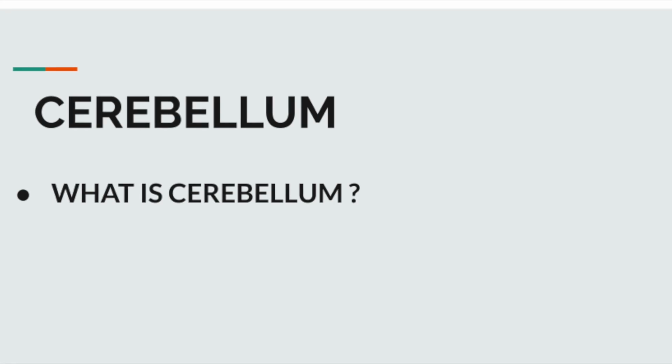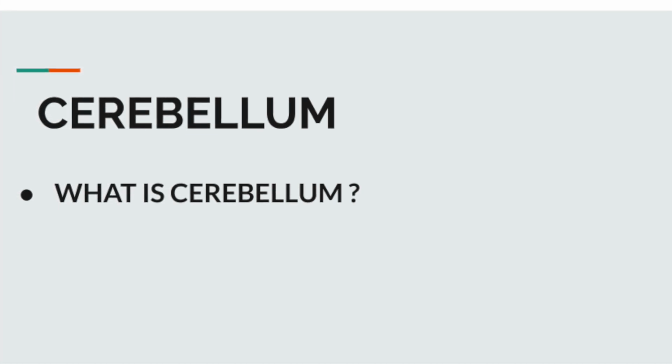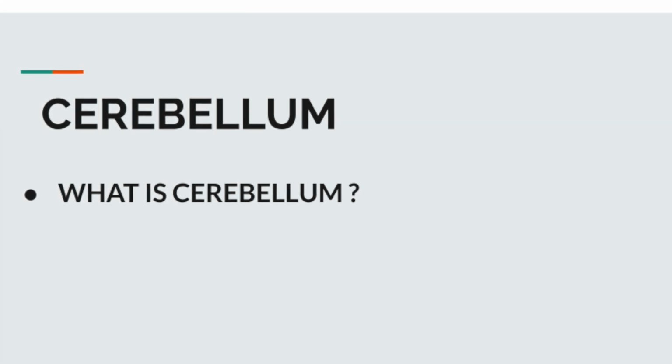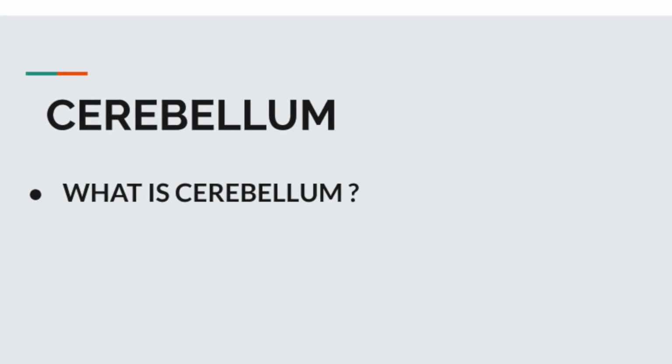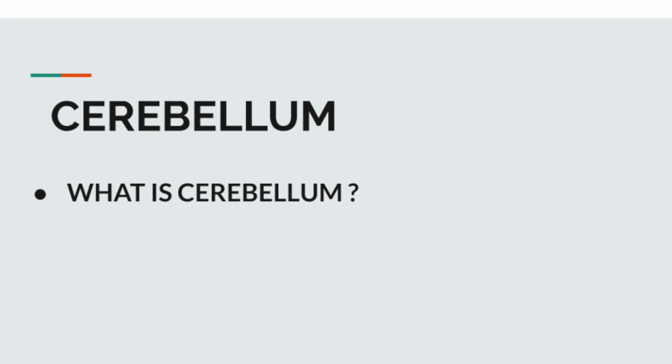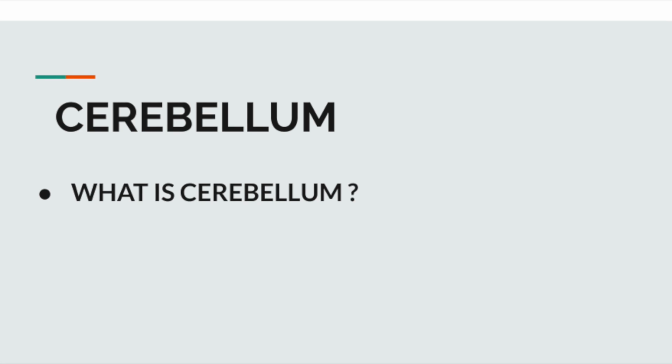So now in this video we are going to talk about the cerebellum. The cerebellum is a remarkable structure nestled beneath the cerebrum in the posterior cranial fossa of the brain. Despite its smaller size compared to the cerebrum, the cerebellum is indispensable for motor coordination, precision and balance as well as for certain cognitive functions.